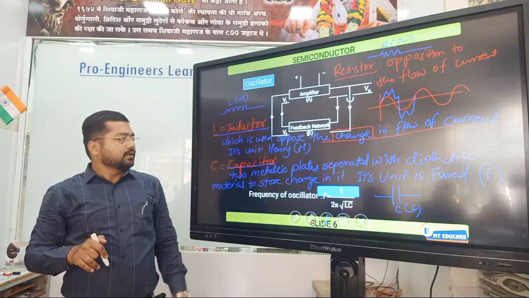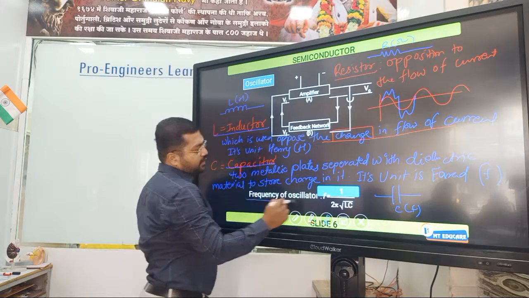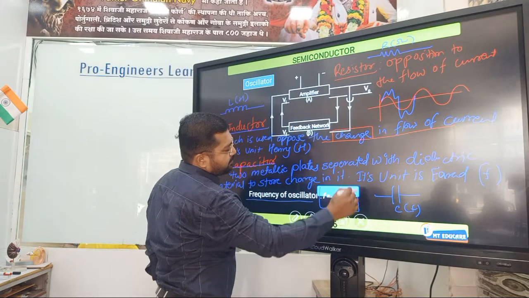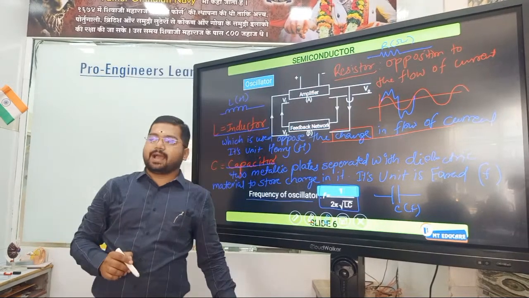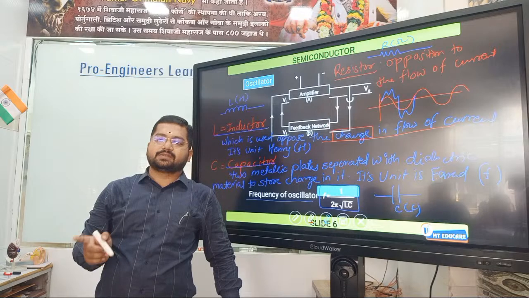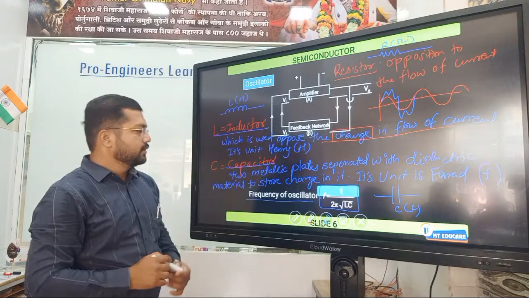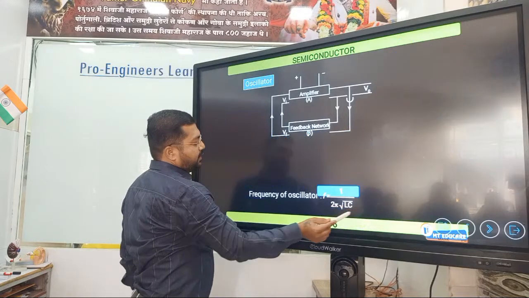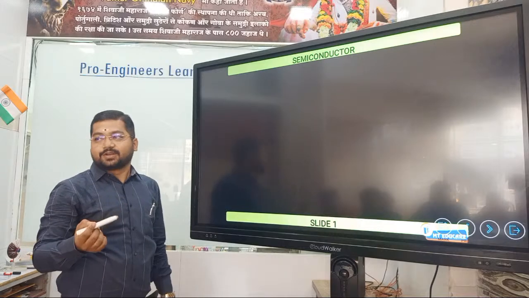Sir, why did you tell us all this? Because the formula of frequency of oscillator is f equals 1 upon 2 pi under root of LC. L stands for inductor, C stands for capacitor. Now is it clear? Yes. I hope, Mohit, more concepts are getting clear now. You are hearing some things for the first time, so it's good.